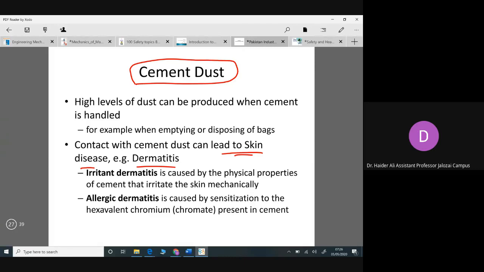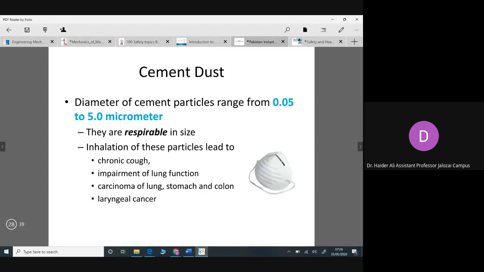Now, there is a requirement that whoever works in a dusty environment must have proper protective gear, PPE, right? Personal protective equipment. The diameter of a cement particle ranges from 0.05 to 5 micrometers. So, 0.05 microns to 5 microns.